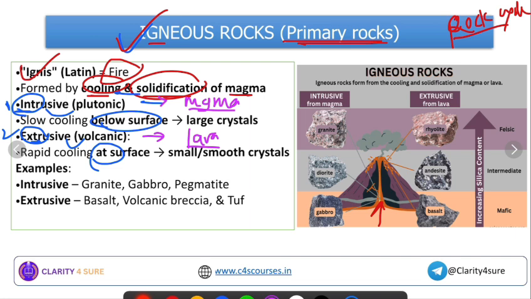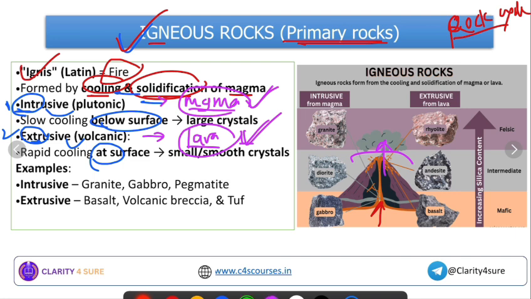There is no real difference; both things are the same. The difference is that intrusive rocks are formed from magma, and we use this term because it is inside the earth. But when that magma manages to come outside on the earth's surface, its name changes to lava. Both things are the same, only the name is different. What is inside is called magma, and what manages to come out on the surface is called lava.